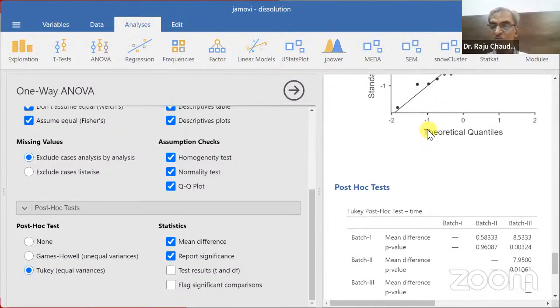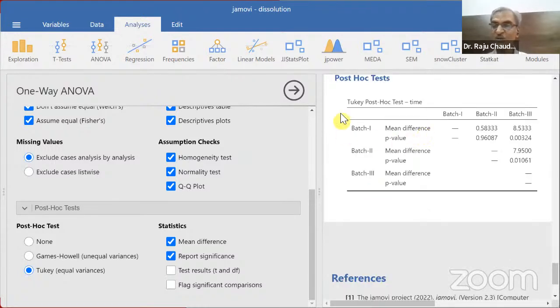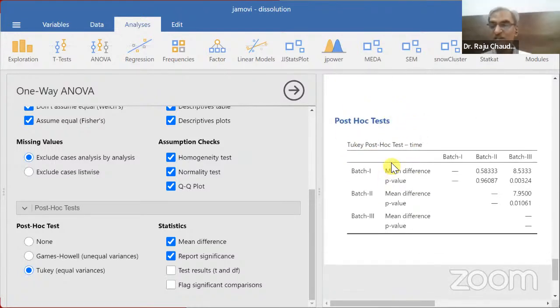Okay, so this is the output for that. The Tukey post hoc test, right? Time is a variable. Batch 1, batch 2, batch 3, these are the labels. And we have mean difference and the p-value. See, along the rows, we have batch 1, batch 2, batch 3. Along the columns also, we have batch 1, batch 2, batch 3, right?